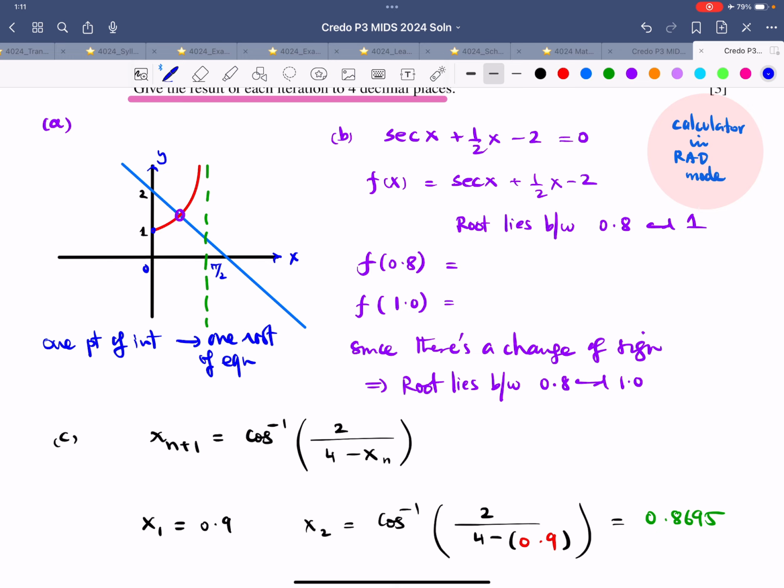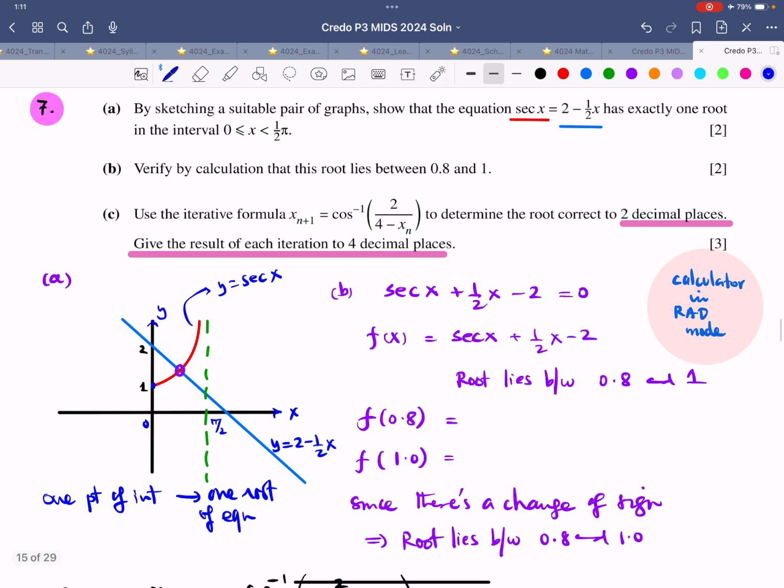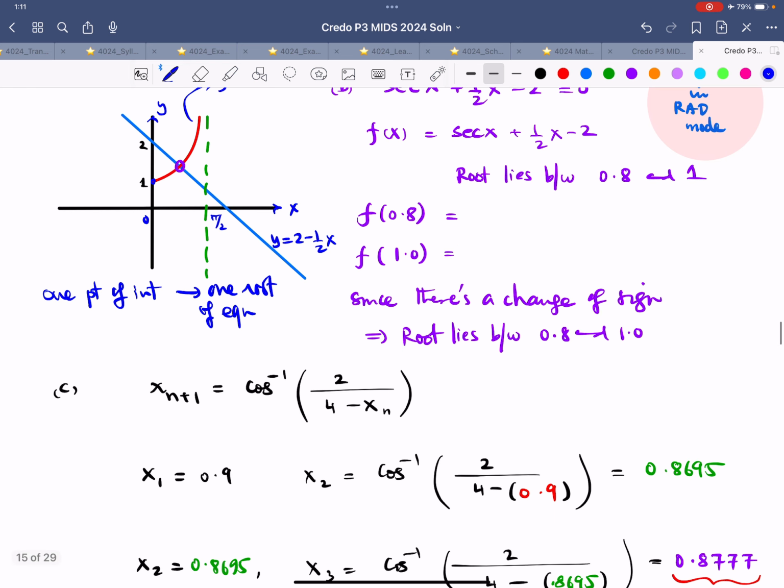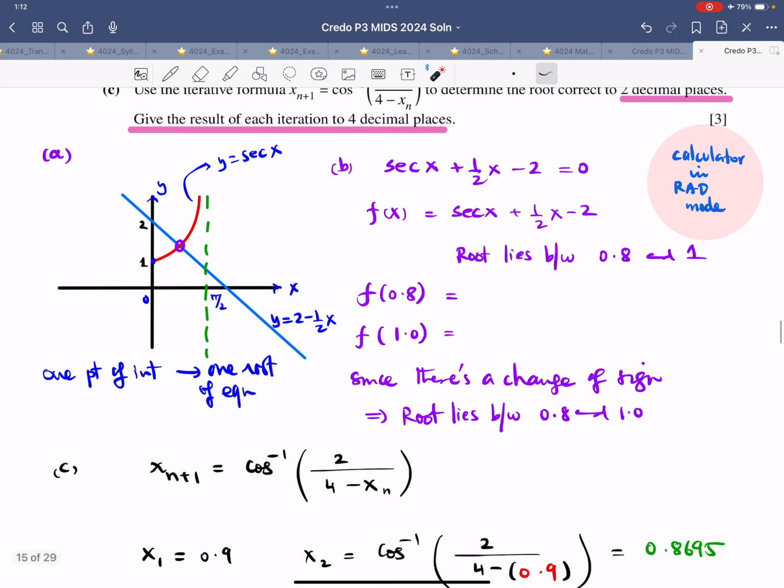Also label the graph. y equals 2 minus half x. And this red one is y equals sec x. So that makes things more clear. The second part is verify by calculation that the root lies between 0.8 and 1. So first thing that needs to be done, this is a must. Take all terms to the left hand side. So let me write over here, take all terms to left hand side. And the right hand side should be 0 because we are applying the concept of factor theorem.